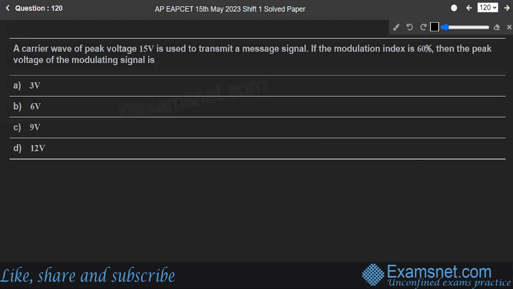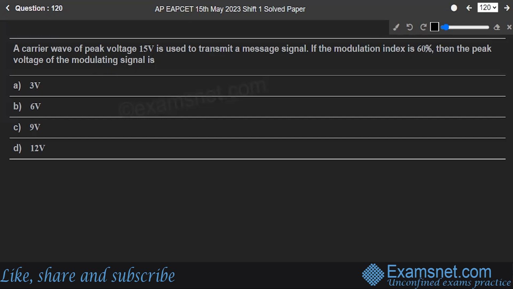This is the last question of your physics section. It says a carrier wave of peak voltage 15 volt is used to transmit a message signal. If the modulation index is 60%, then the peak voltage of the modulating signal is.